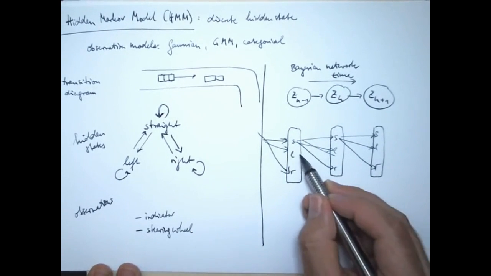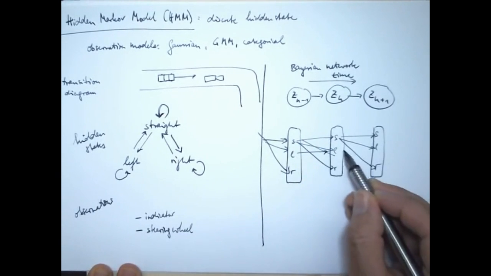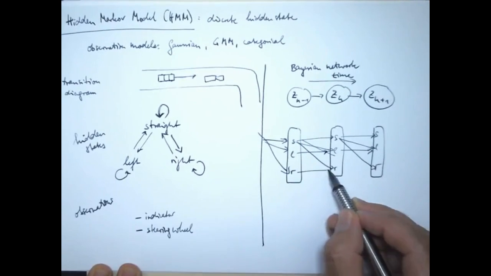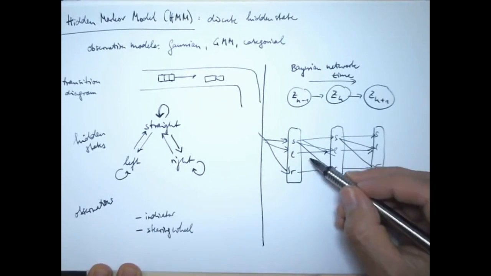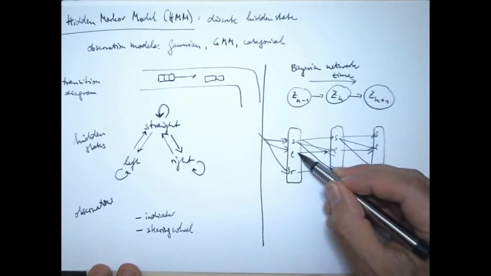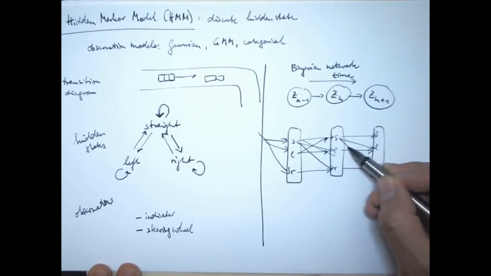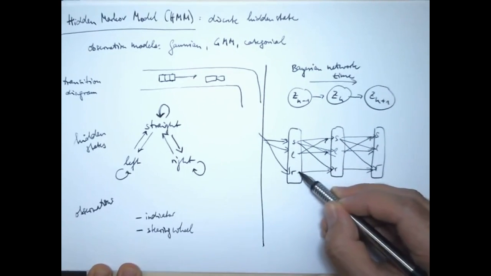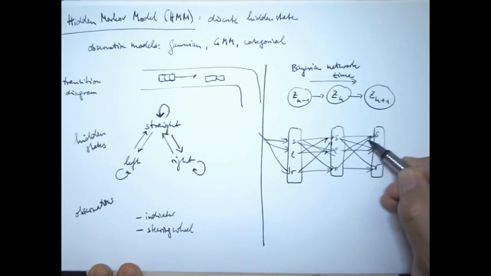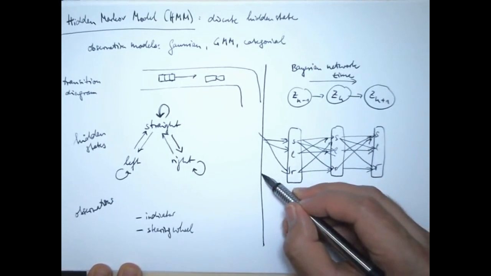And if I went left, I can keep going left. And if I went right, I can keep going right. And I can go from left back to straight, and from right back to straight. Okay, and it all starts to get a bit messy here.